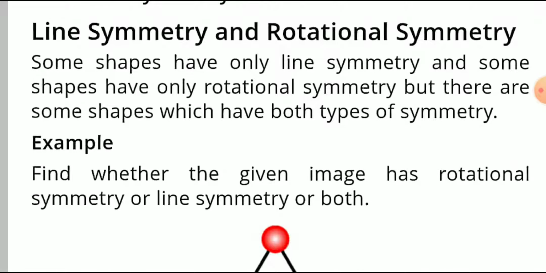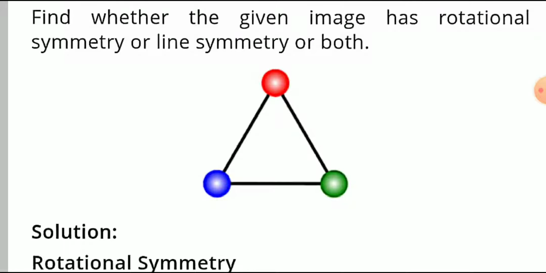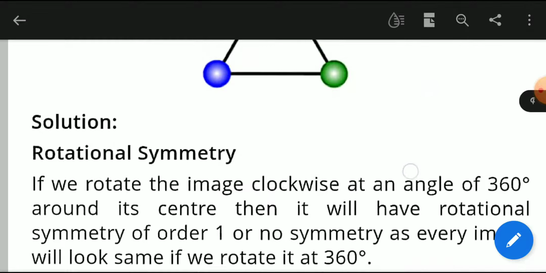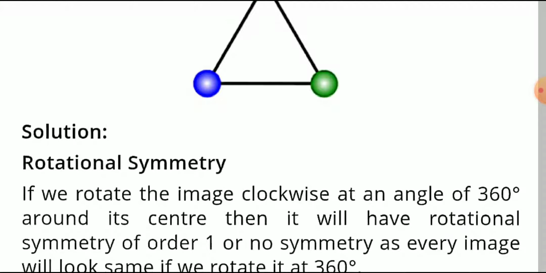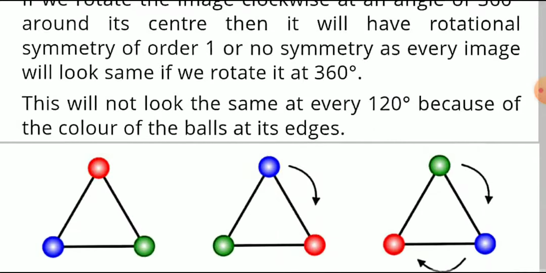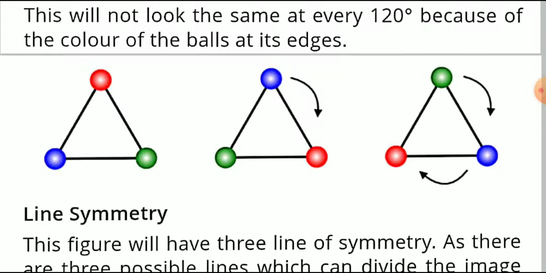Line symmetry and rotational symmetry. Some shapes have only line symmetry and some shapes have only rotational symmetry. Like this figure, it has line symmetry and also rotational symmetry. It means when you rotate this figure, it will look the same. And if you draw an imaginary line, or a line of symmetry, again it looks the same. This is rotational symmetry.